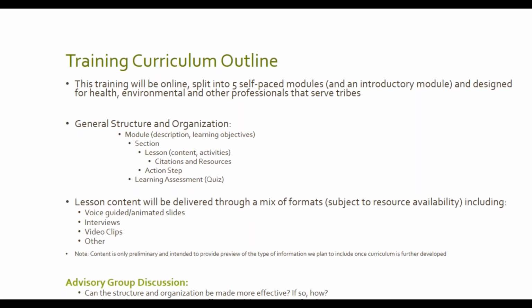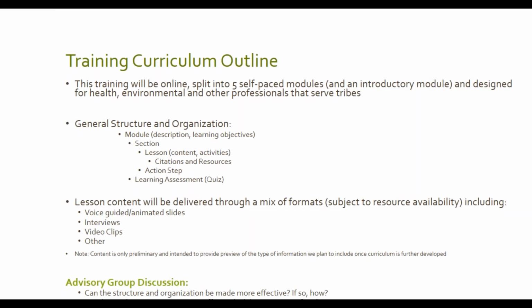So as we continue along and talk about the training, just keep in mind it's for the professionals that will serve the tribal members. It isn't a direct training for tribal members. The way that we've organized the training outline, the curriculum outline so far, is as follows, as you see on the screen there. Organized at the highest level by module. Like I said, there are 5 of them. The modules each include a description and learning objectives, which we'll go over.